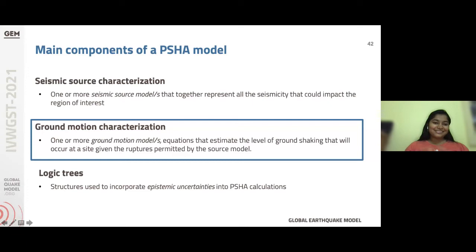Thanks, Kendra. So I'll be just continuing where Kendra stopped. We will be talking more about ground motion characterization. So until now we tried to understand the seismic source. Now we will be talking about the propagation and how we can predict the ground motion shaking intensity at any given site of interest. And then I will conclude by showing the logic tree.